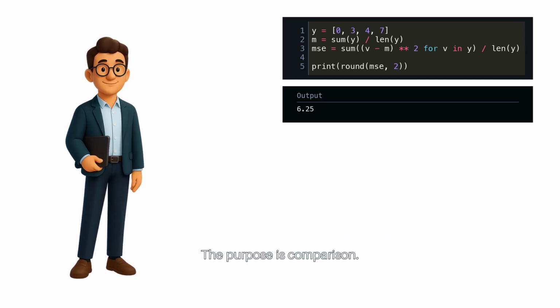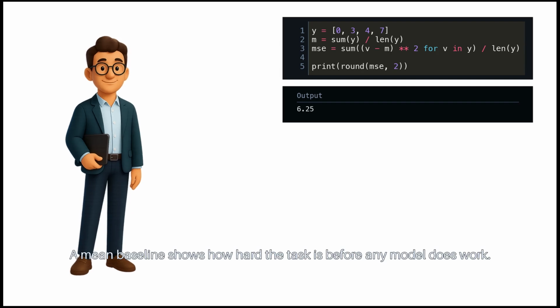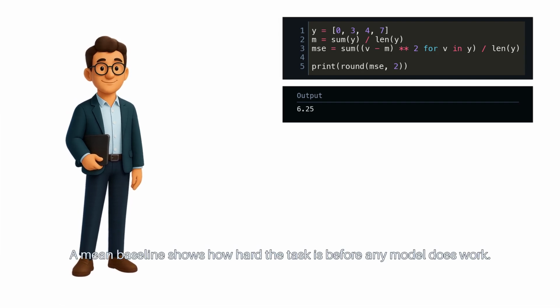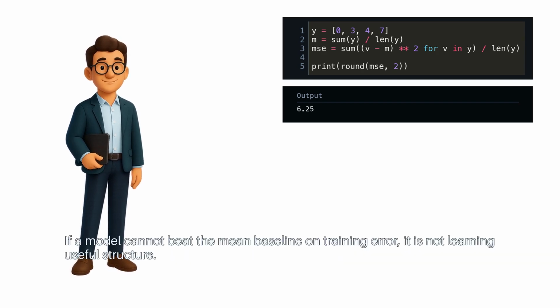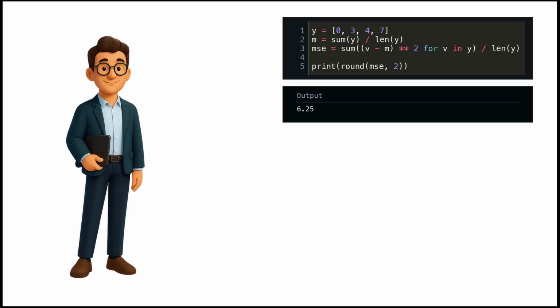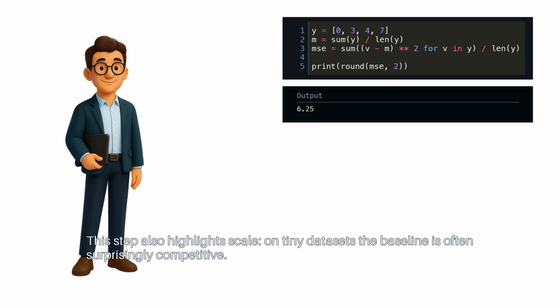The purpose is comparison. A mean baseline shows how hard the task is before any model does work. If a model cannot beat the mean baseline on training error, it is not learning useful structure. This step also highlights scale. On tiny datasets, the baseline is often surprisingly competitive.